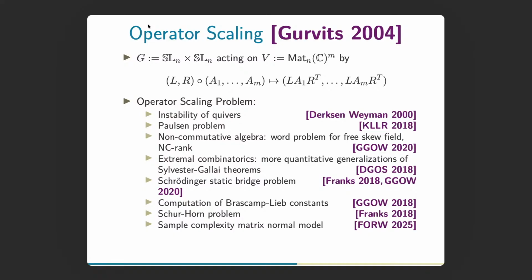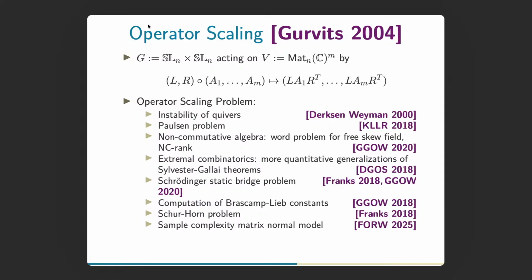Okay, you can do even more Sylvester-Gallai things. Again, now you can actually deal with the original Schrödinger static bridge problem in the quantum setting. Okay, back from 1931. This is work of Cole Franks, and Cole also gave an algorithmic solution to the Schur-Horn problem. We can use this action here. Brascamp-Lieb is related to this action here. Okay, it's the moment polytopes for this particular action.